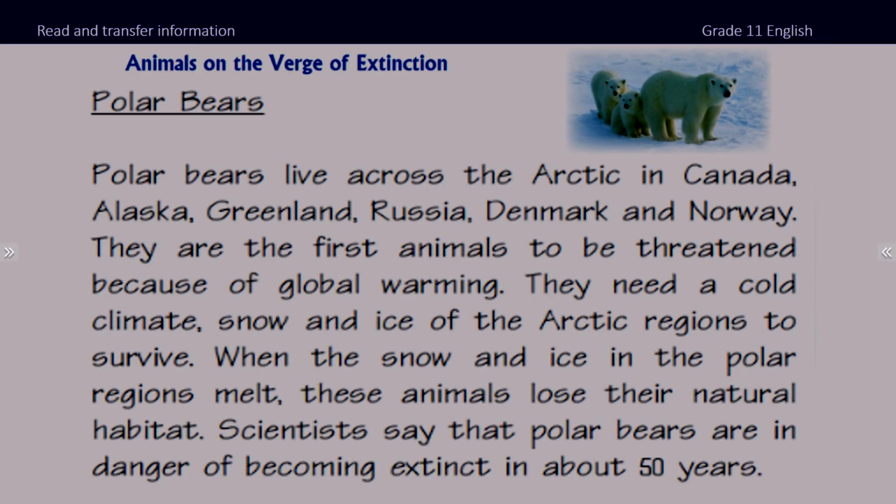Polar bears live across the Arctic in Canada, Alaska, Greenland, Russia, Denmark and Norway. They are the first animals to be threatened because of global warming. They need a cold climate, snow and ice of the Arctic regions to survive. When the snow and ice in the polar regions melt, these animals lose their natural habitat. Scientists say that polar bears are in danger of becoming extinct in about 50 years.